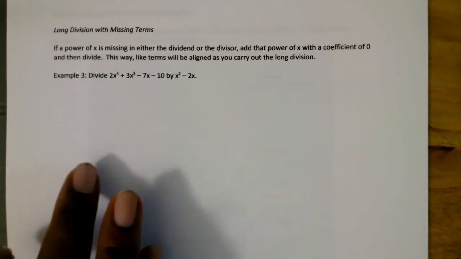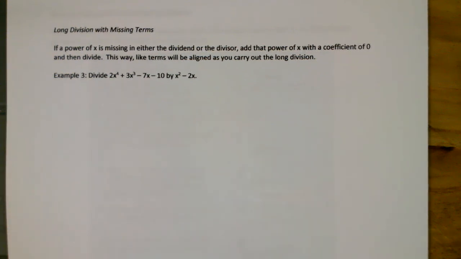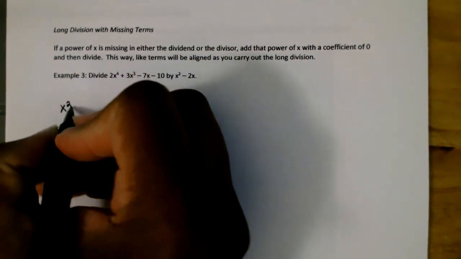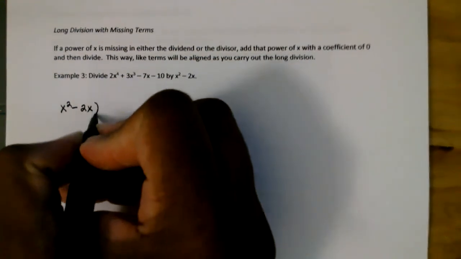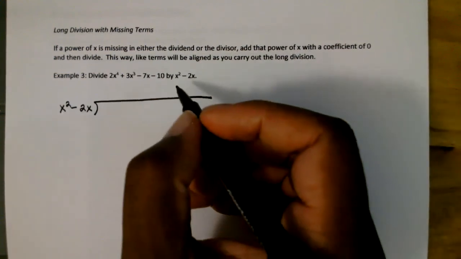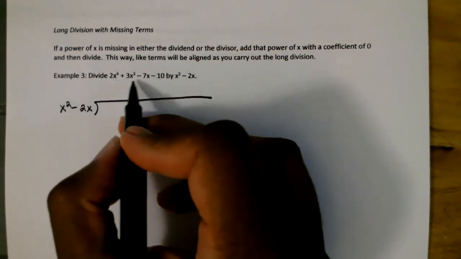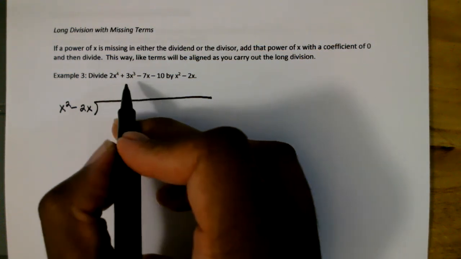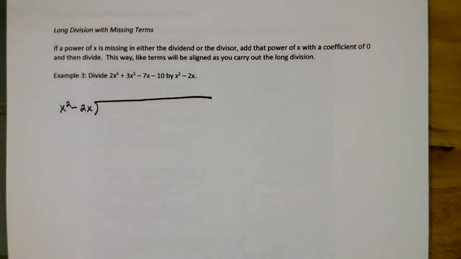Okay, so in this example, we got 2x to the 4th plus 3x cubed minus 7x minus 10. We want to divide that by x squared minus 2x. Well, I see my divisor is x squared minus 2x. But let's take a look at that dividend that we have here. We got the x to the 4th, we got x cubed. But we're going from x cubed to x. That means we are missing an x squared term.